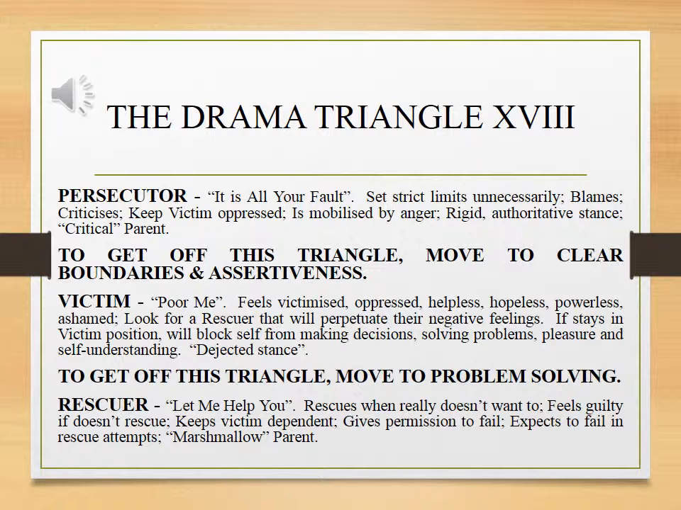The Drama Triangle 18. Persecutor. It is all your fault. Sets strict limits, unnecessarily blames, criticizes, keeps victim oppressed. It is mobilized by anger, rigid, authoritative stance. Critical parent. To get off this triangle, move to clear boundaries and assertiveness.